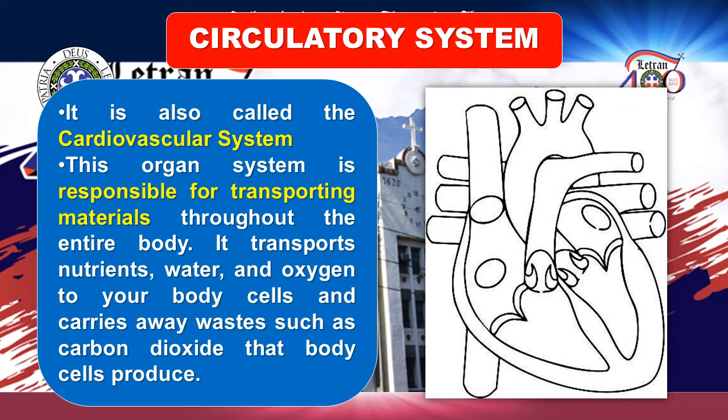First, let's talk about circulatory system. Circulatory system is also known as cardiovascular system. This organ system includes the heart, blood, and three types of blood vessels: arteries, veins, and capillaries. The heart pumps blood which travels through the blood vessels. The main function of cardiovascular system is to transport materials throughout the entire body, such as oxygenated blood from the lungs and nutrients from the digestive system, which are transported to cells throughout the body.